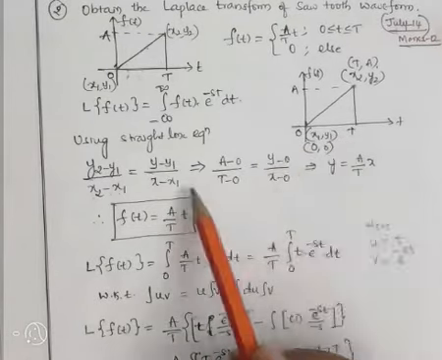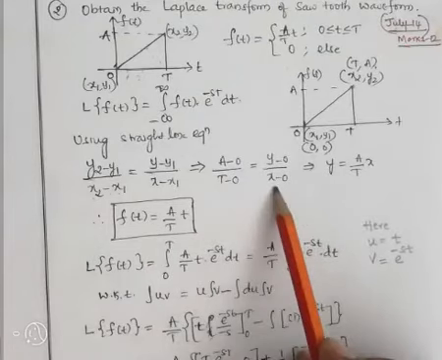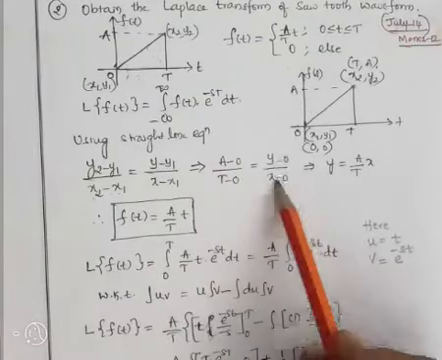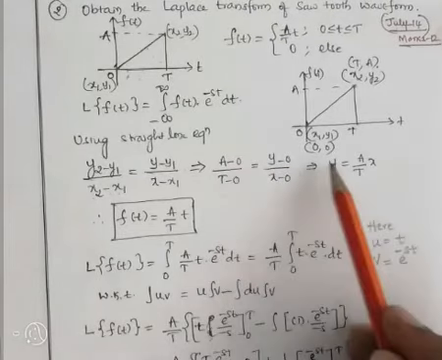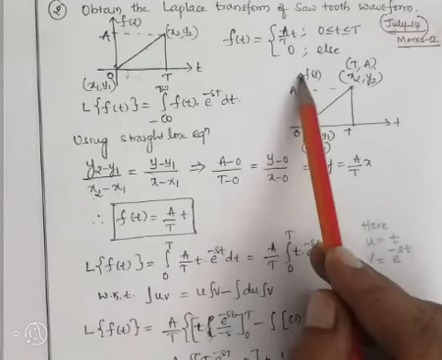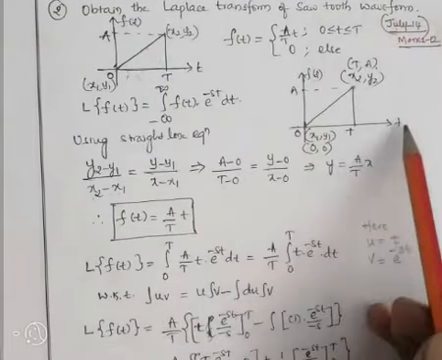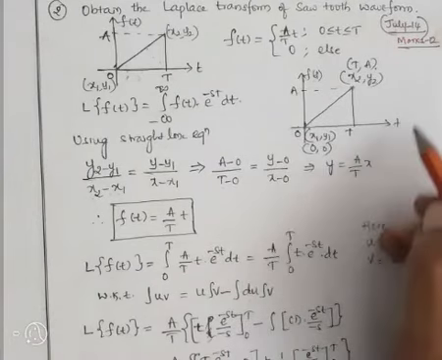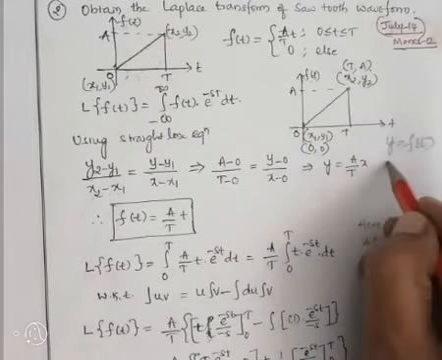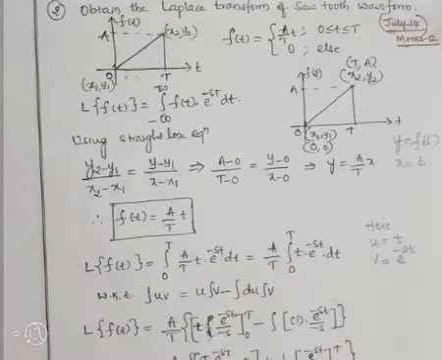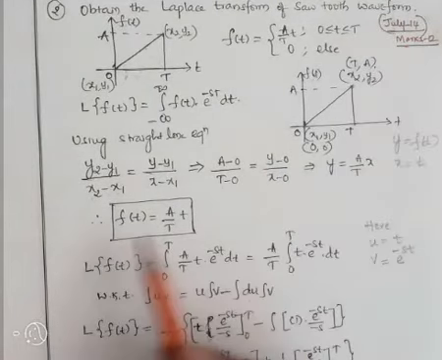X minus x1, x1 is 0. Hence after simplifying, a by T equal to y by x. Hence y equal to a by T multiplied by x, where y stands for what? F of t. Y means vertical axis, nothing but f of t. X stands for horizontal axis, it is nothing but t. Here y equal to f of t, x equal to t. Then this equation we can write y, nothing but f of t, equal to a by T multiplied by t.